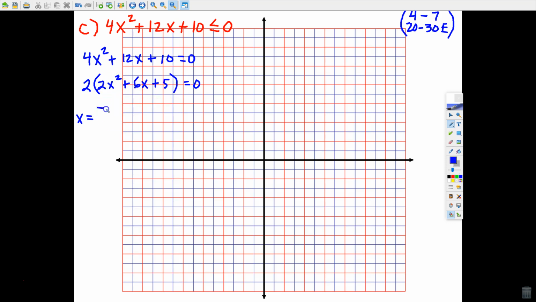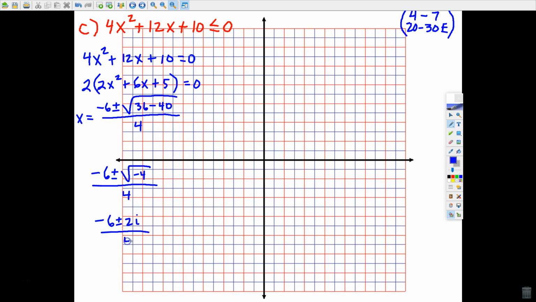So the opposite of b plus or minus the square root of b squared minus 4 times 2, which is 8, times 5, which is 40, all over 2 times 2, which is 4. Well, I notice that this is one of those cases where I have a negative discriminant. Okay, and I'll just get down to this point.